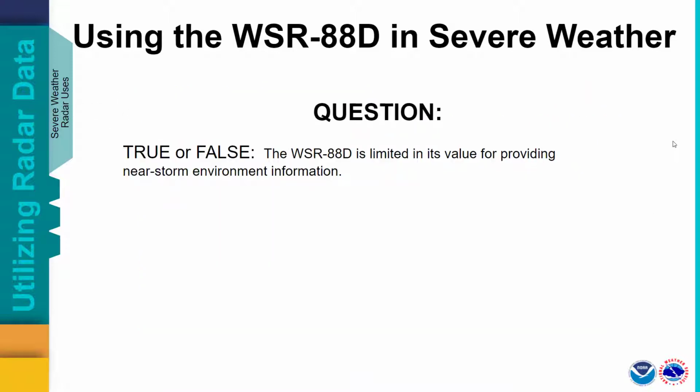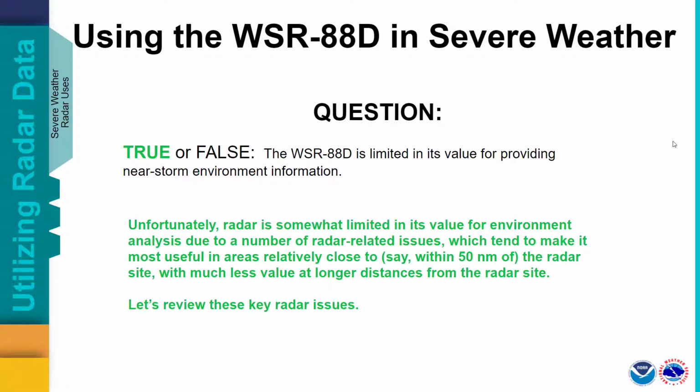Is this statement true or false? The WSR-88D is limited in its value for providing near storm environment information. Well, unfortunately, radar is somewhat limited in its value for environment analysis due to a number of radar-related issues, which tend to make it most useful in areas relatively close to, say, within 50 miles of the radar site, with much less value at longer distances from the radar site.